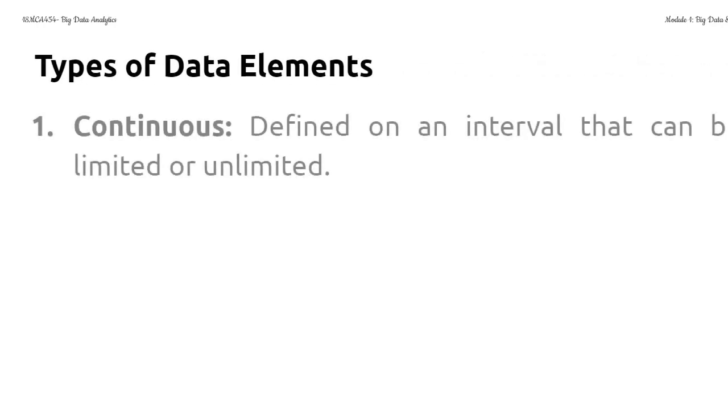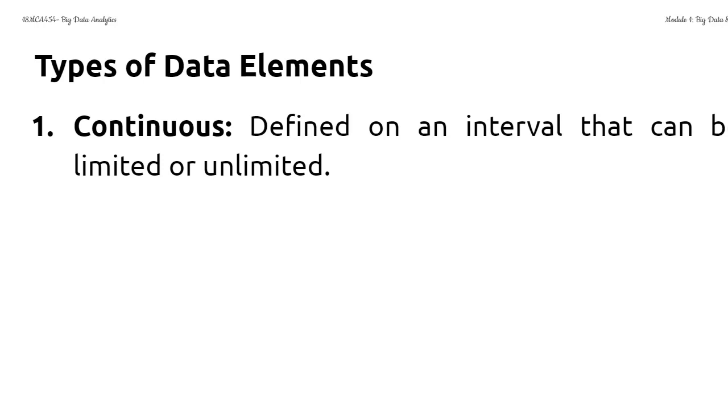The next is the different types of data elements. There are mainly two types of data element, that is continuous and categorical data. Continuous data is data which is defined on an interval that can be limited or unlimited. So this data comes in continuously and may be in a limited interval or an unlimited interval. It flows in.